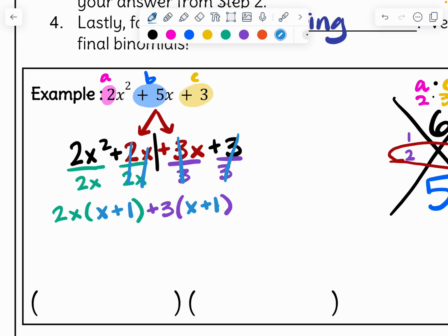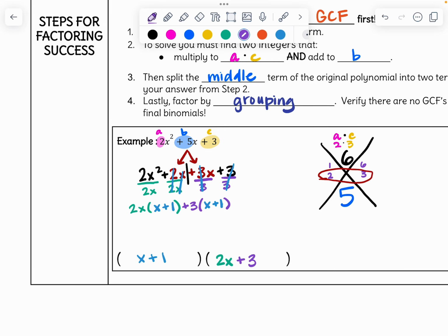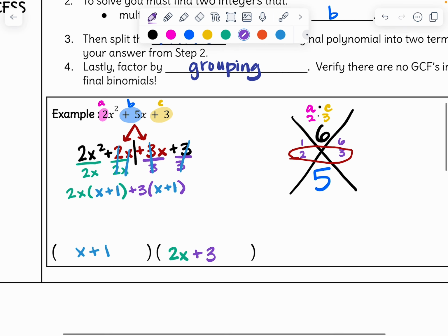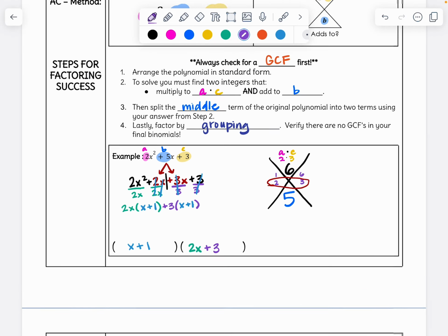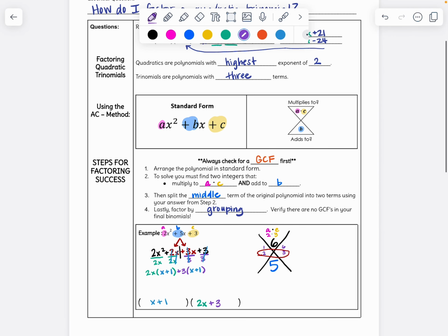So my final answer, factored form, is x plus 1 times, if you can hear my dog snoring in the background, I apologize, 2x plus 3. So that is my factored form. That's my answer, x plus 1 times 2x plus 3. So that's what you'll be doing today, factoring quadratic trinomials.